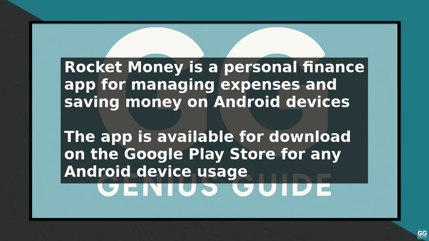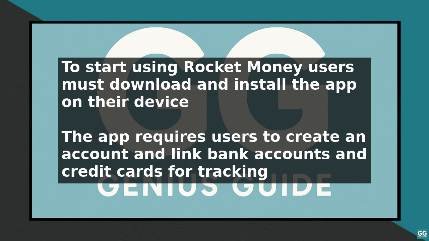To get started with Rocket Money, you need to download and install the app on your device. Once installed, you will be prompted to create an account or log in if you already have one. The app requires you to link your bank accounts and credit cards to track your transactions and expenses. The app uses a secure encryption method to protect your financial information and ensures that your data is safe.